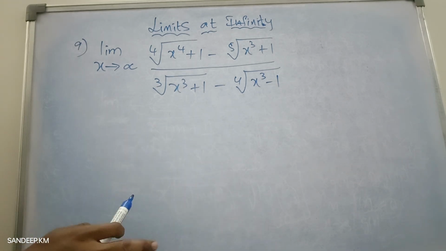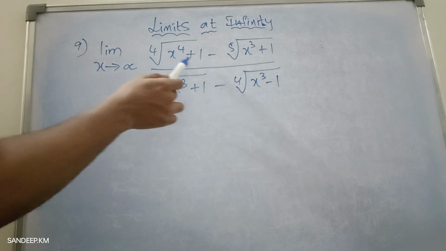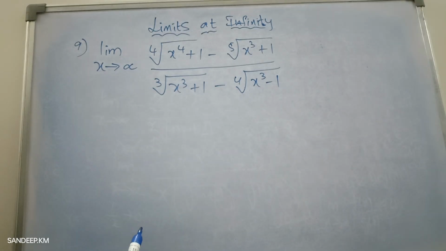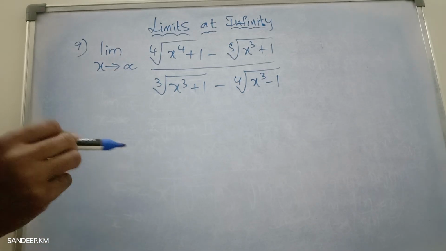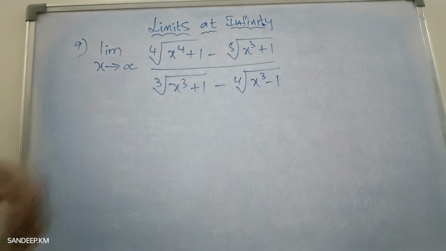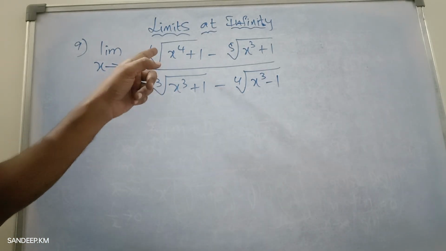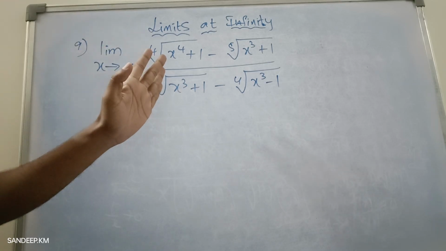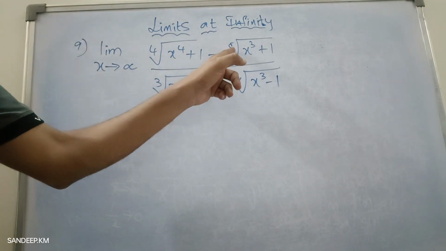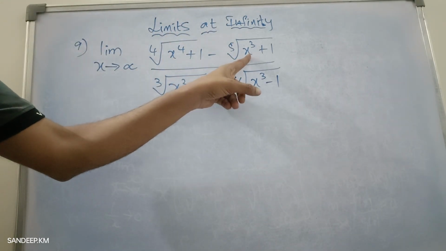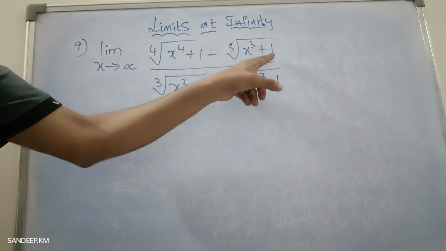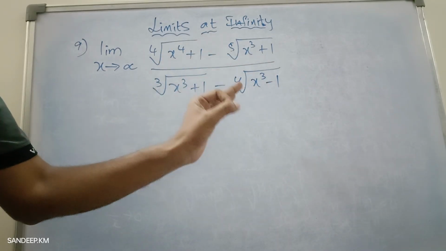Now here is our next question, which contains 4th root, 5th root, cube root and all. As I told you in the previous question, let us make it simple. What I am going to do is, listen, this point is very important. Inside the 4th root, I will take x power 4 common. Are you understanding? Inside the 5th root, don't take x cube common. Inside the 5th root, in the two terms, I will take x power 5 common.